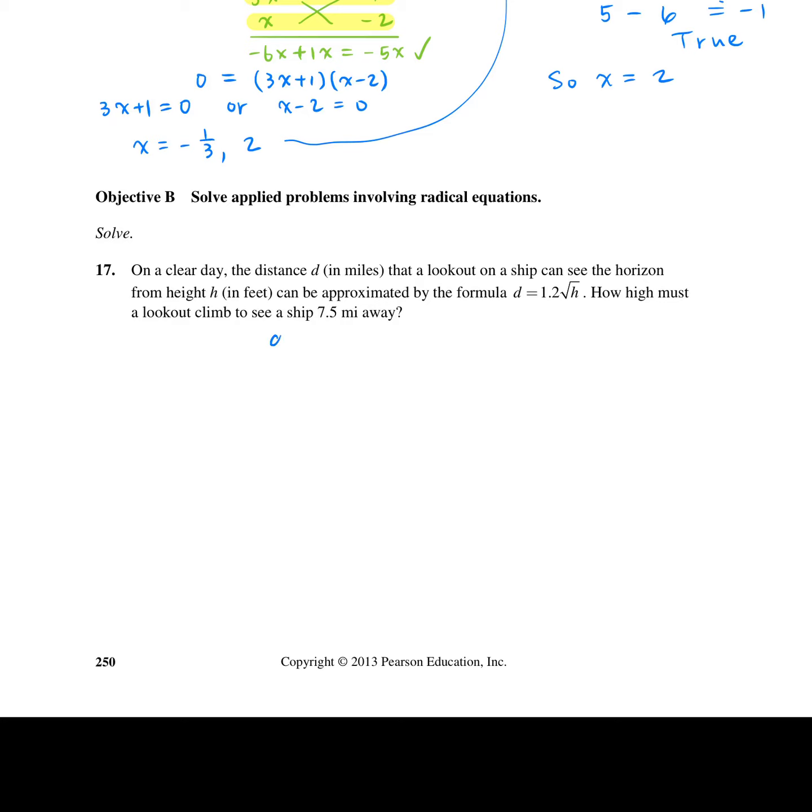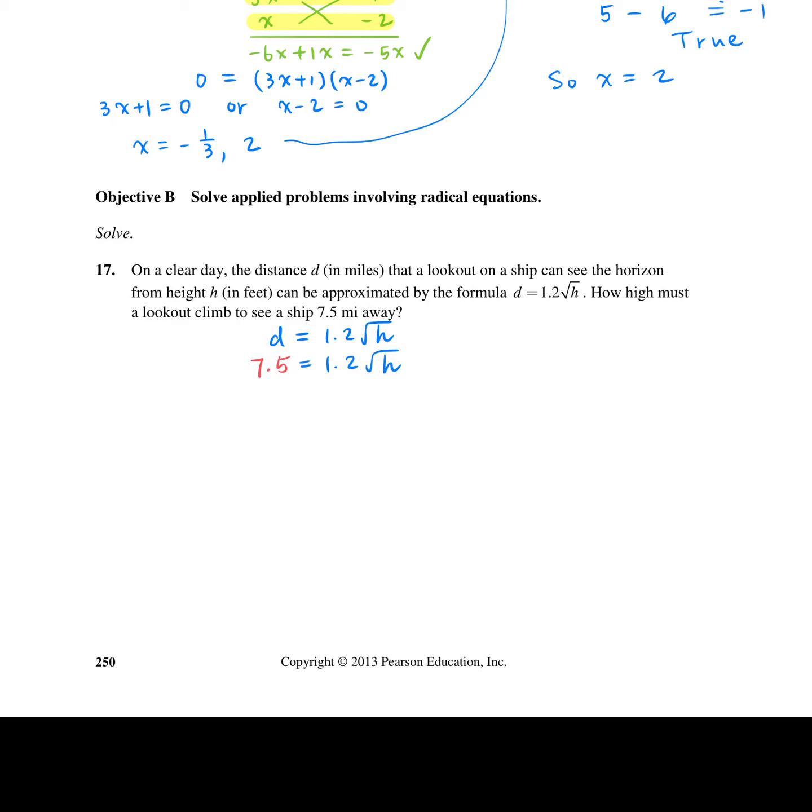So let's write down the formula first. D equals 1.2 radical h. And they already tell you the distance, which is 7.5. So you're going to replace that d with 7.5 and copy the rest of the equation. And now our job is to find out the value of h. It's just solving the equation.